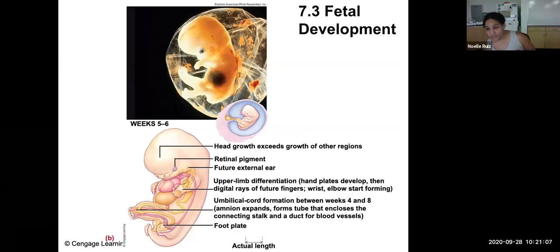And then fetal development, at weeks 5 and 6, the head grows, exceeds the growth of other regions. That's why a lot of the times all you can see is the head because it's so big. You got your retina forming, which is your eye, future ear, and then your differentiation into hand plates and then fingers, umbilical cord formation, and then your little foot plate.